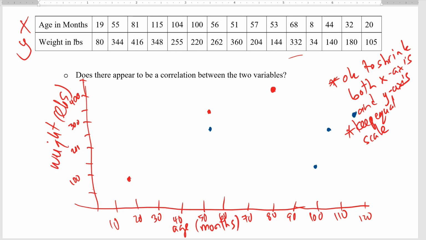51 and 360, kind of right here. 57, a little closer to the 60. 204 should be really close to the 200. 53, 144 should be below the 150. 68, 332, so way up to the 300s, about 332. Maybe a little high. I'll make that one a little lower.